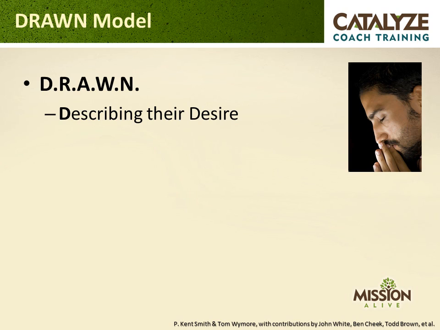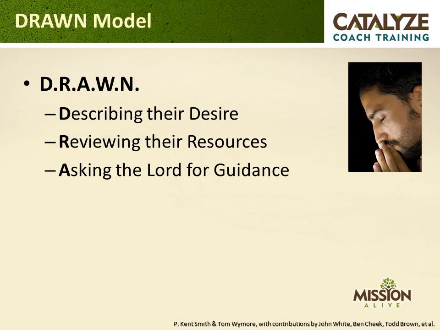The model then moves to reviewing their resources. At this stage, the coach invites the coachee to survey the options they have which could be applied to their desire. This is roughly similar to the reality stage in the GROW model or the awareness stage in the COACH model. The middle stage of the DRAWN model is to ask the Lord for guidance.